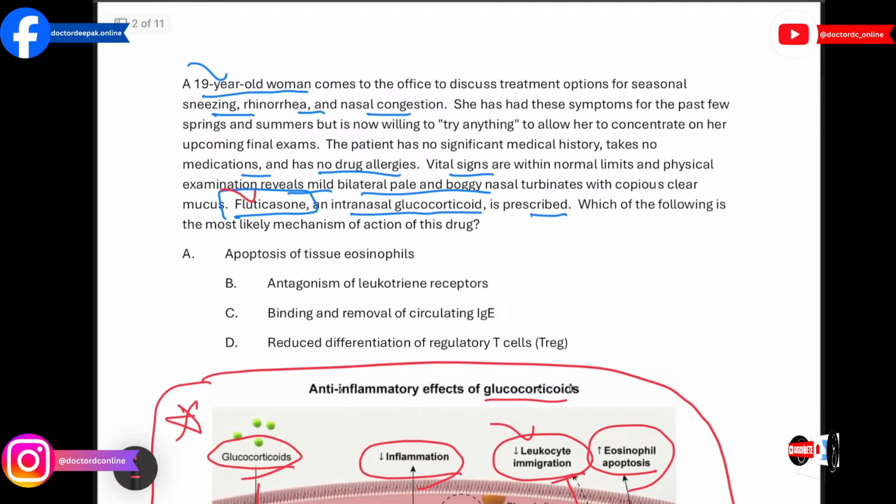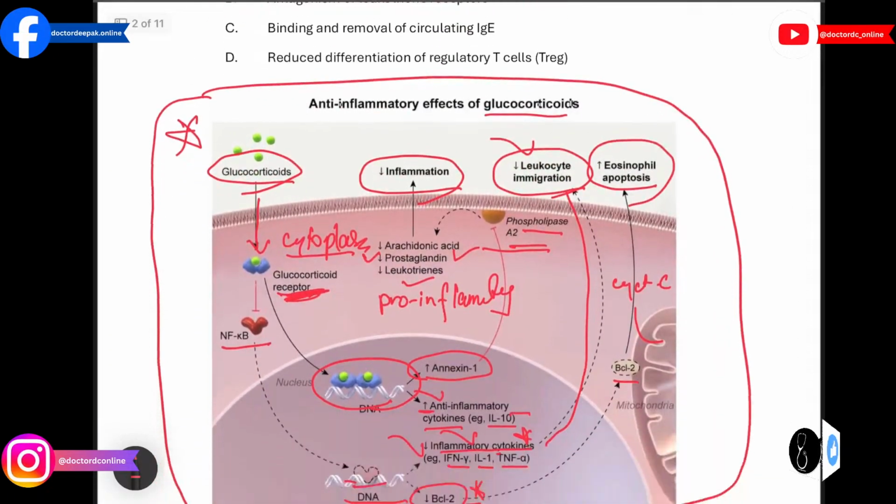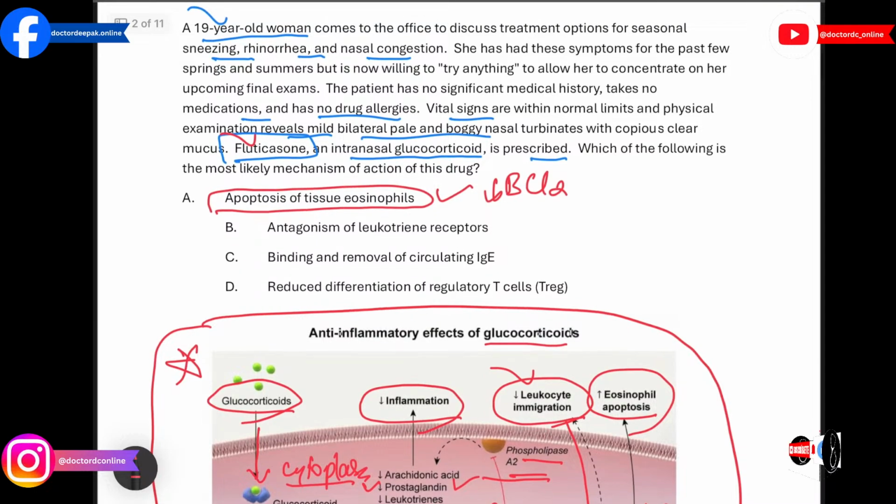So our right answer is apoptosis of tissue eosinophils by decreasing the activity of BCL2. If you guys remember the apoptosis topic in pathology.